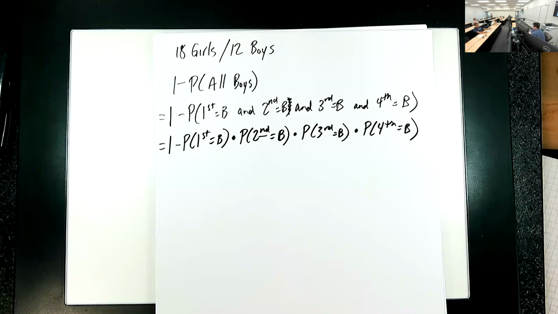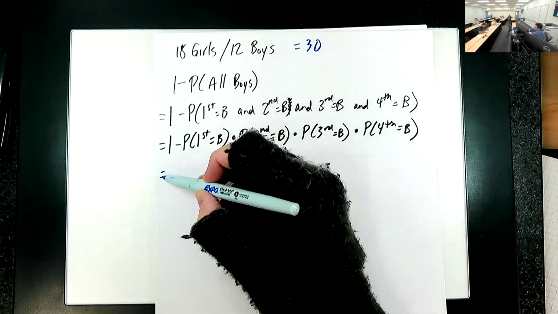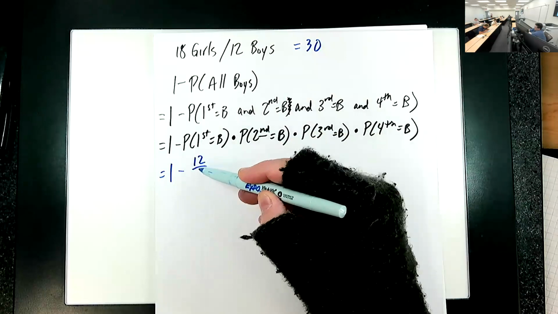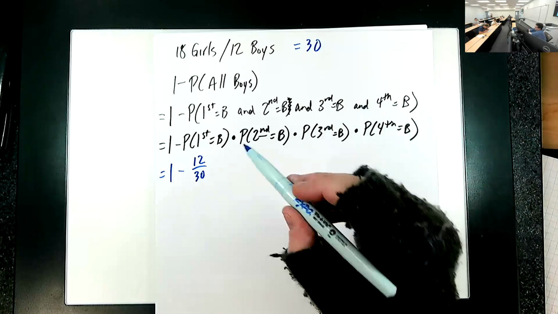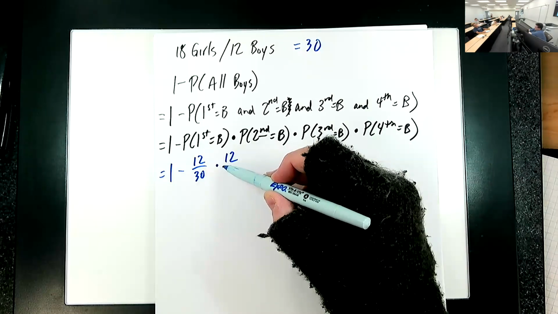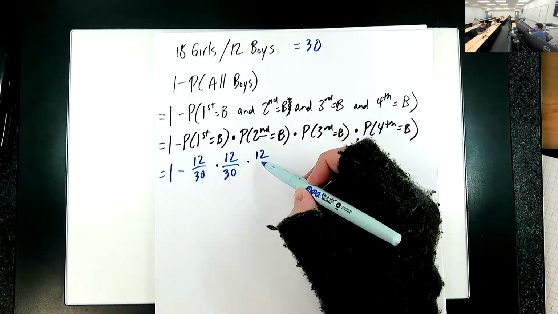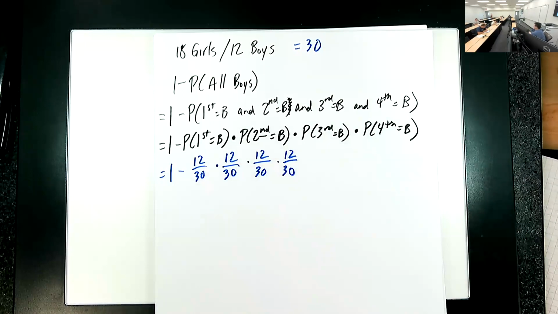How many total kids do we have here? Not in the room, in the problem. 30, we got 30. So the probability that the first one is a boy, there are 12 boys out of 30 students. And then the same thing with the second boy, because if we drew Mateo's name out of the hat, we could put Mateo's name back in the hat, and we got 30 again, 12 out of 30 again. So we could literally pick Mateo 4 times in a row, which is unlikely. And each one of those is 12 over 30.